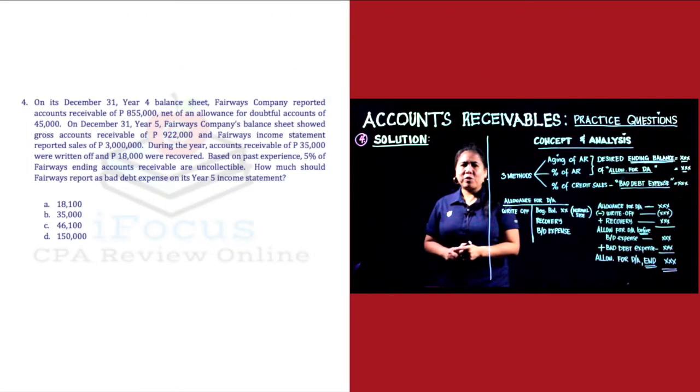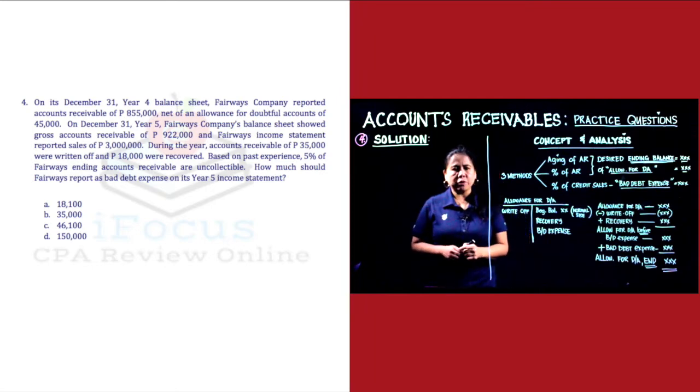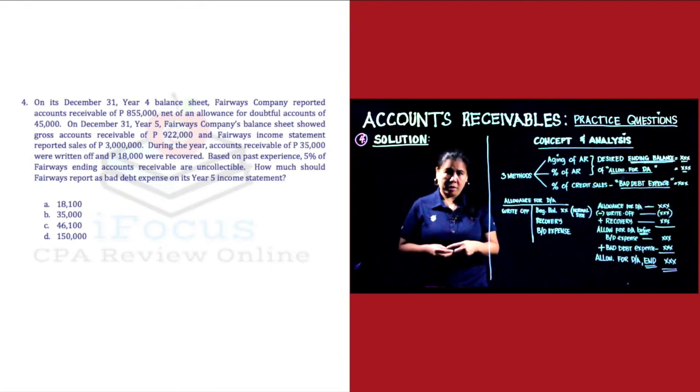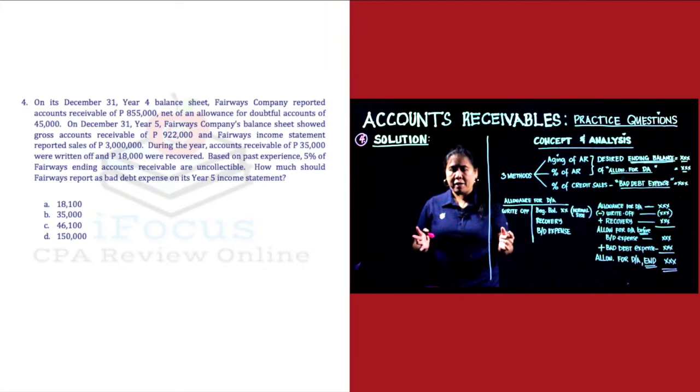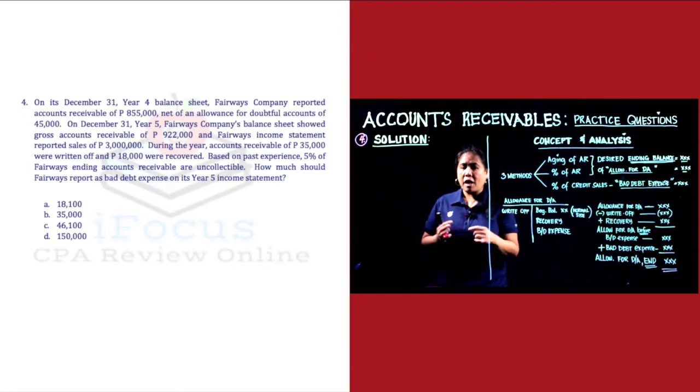Alright, question number 4 tayo. The requirement is how much should Fairway report as bad debts expense on its year 5 income statement? Alright, so ang tinatanong dito is yung bad debts expense. Bad debts expense is also known as doubtful account expense and also known as uncollectible account expense. Alright? Pare-parehas lang ang ibig sabihin nun.